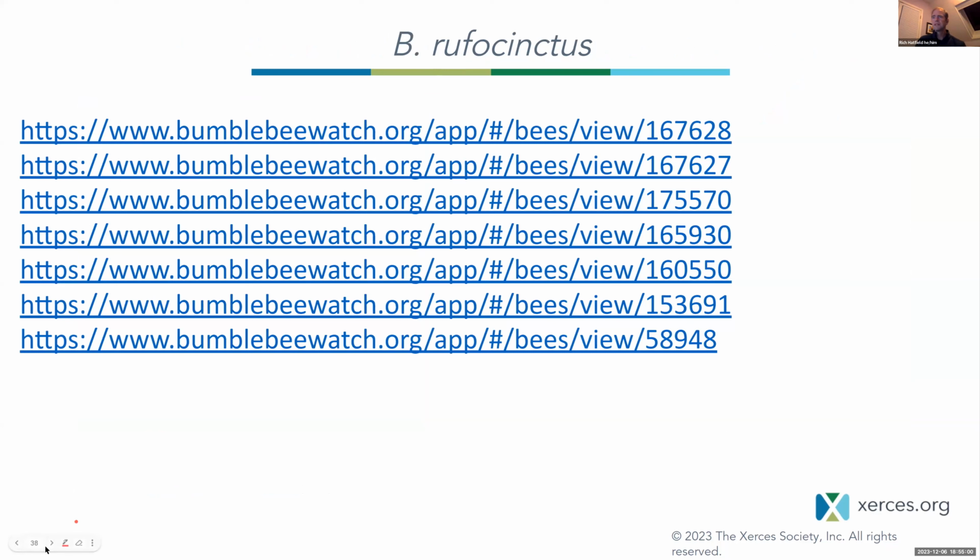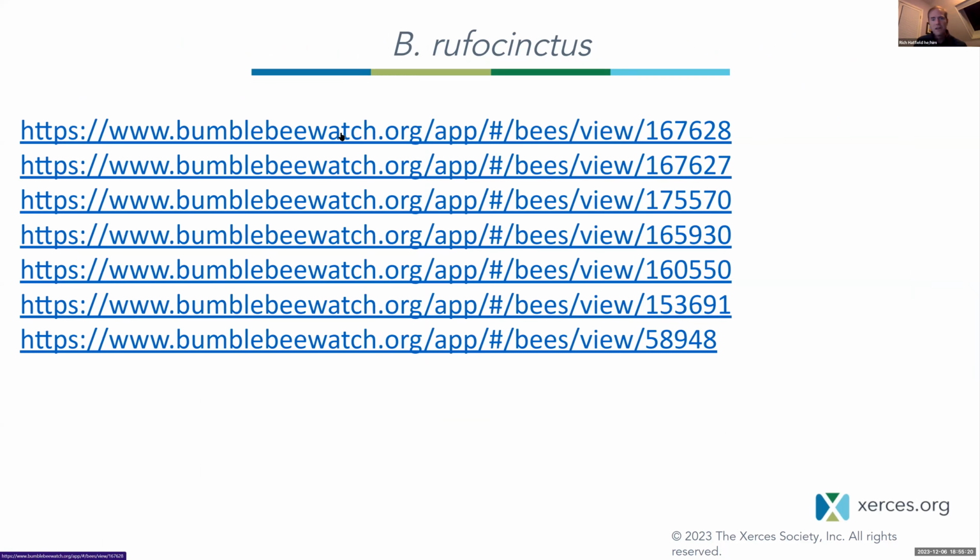Bombus rufocinctus is its own beast. It can be really hard to ID. I think as the females, it can look like a lot of other species. It has big eyes, but the eyes are not super big. So it can be a really hard character to look at.